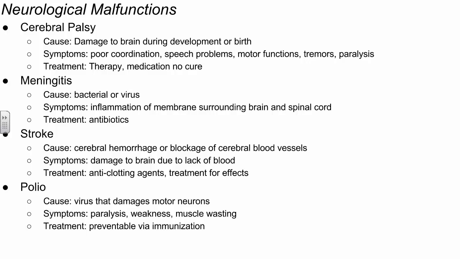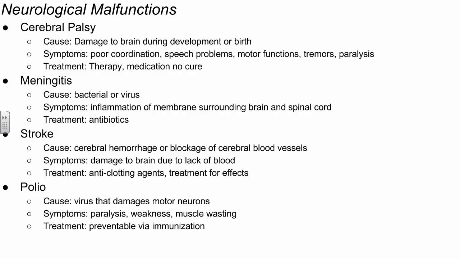Strokes. A stroke is caused by a lack of blood flow to a part of the brain. Okay? And it could be caused for multiple reasons. Sometimes a stroke happens because a blood clot forms, lodges in an artery leading to the brain, and stops the flow of blood to that area. Other times it could be due to hemorrhaging in the brain, a rupturing of a blood vessel, which results in the same thing, a loss of blood flow to that certain part of the brain.